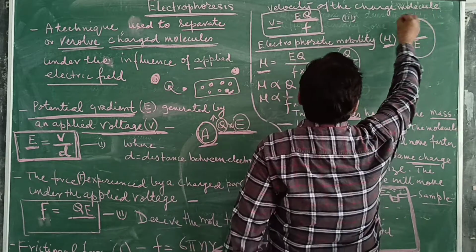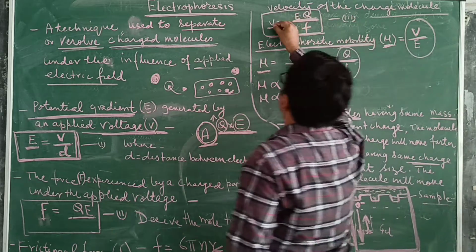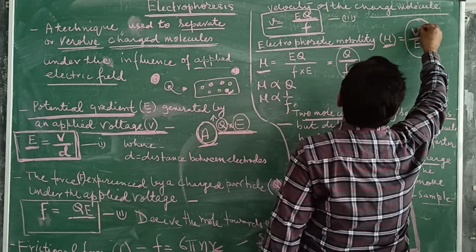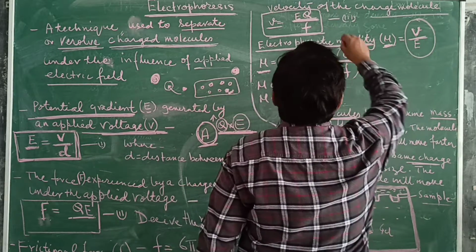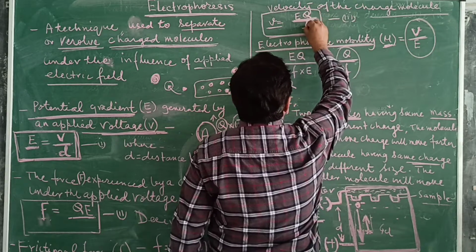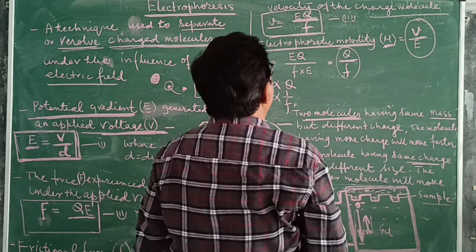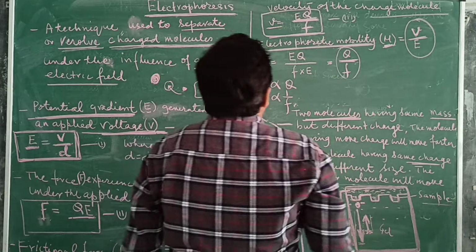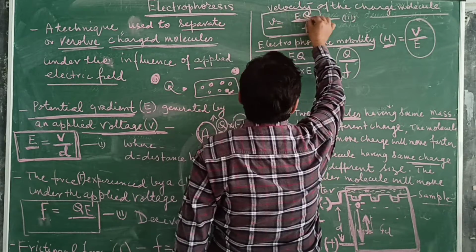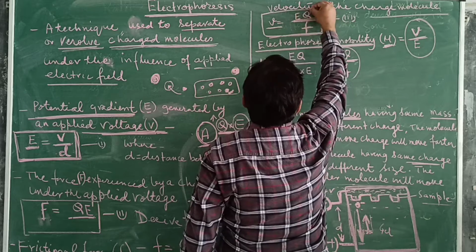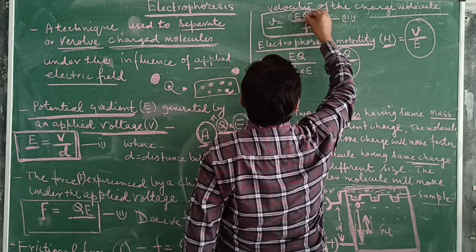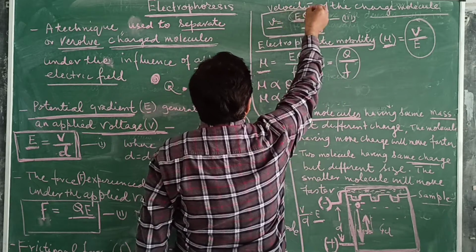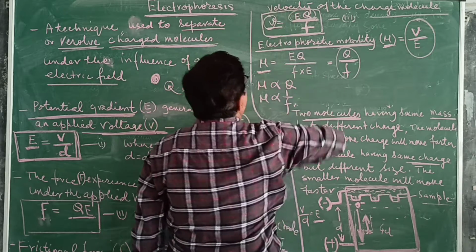Then what will be the velocity of the charged molecule? It can be expressed as V, velocity, is equal to E multiplied by Q divided by F. Okay, that is the formula for the velocity of a charged particle. Here EQ is the driving force, and F is the opposing force. So these forces operate, and the resultant will be the driving force producing this velocity.